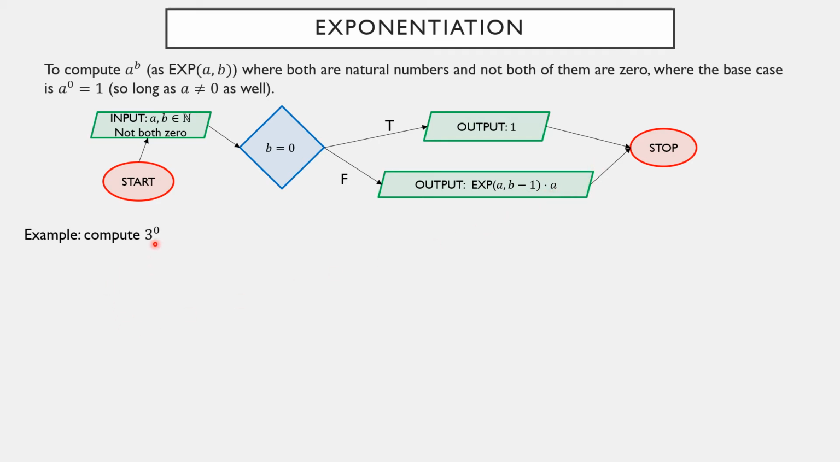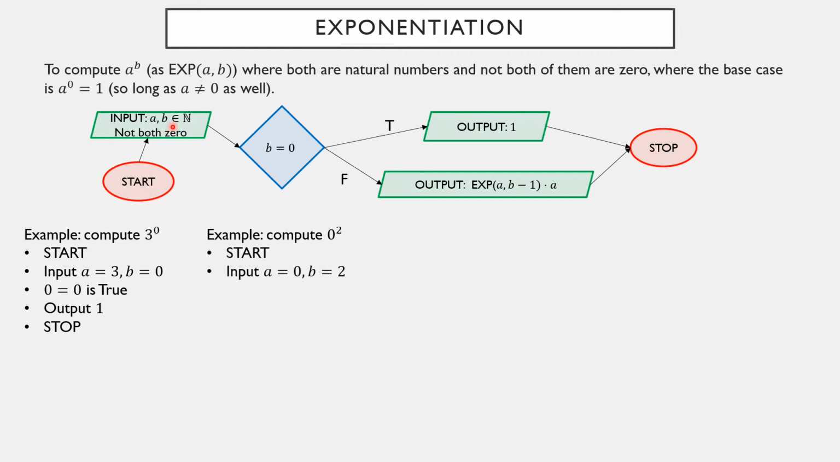So let's try to compute 3 to the 0. We start, we input two numbers, they're not both 0. Great. Is b 0? Yes, it is. Output 1 and stop. In an attempt to compute 3 to the 0, we output 1. That's good news. What if I try to compute 0 squared?